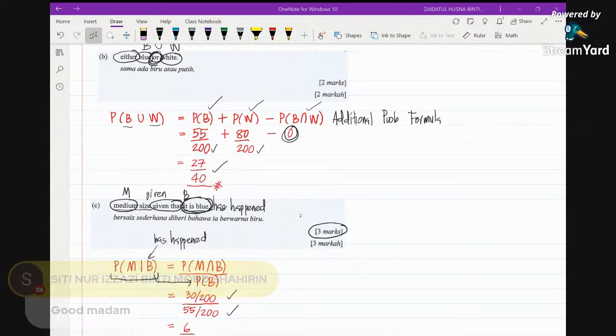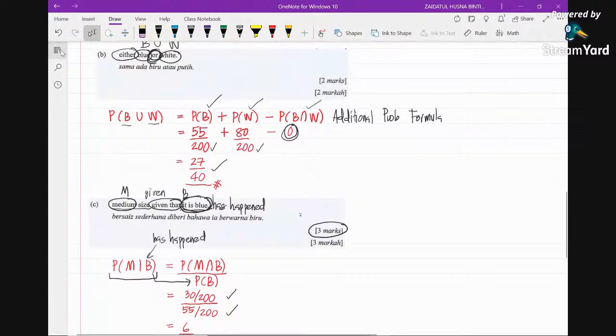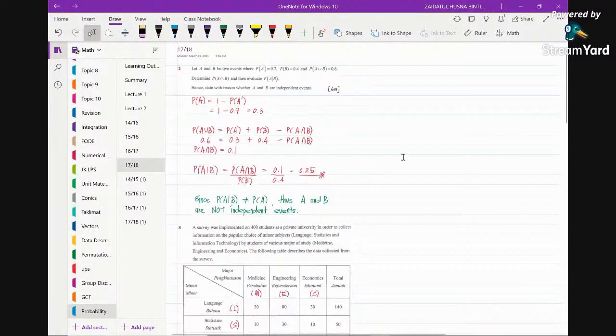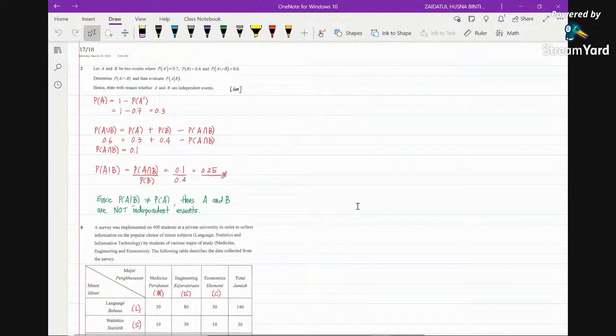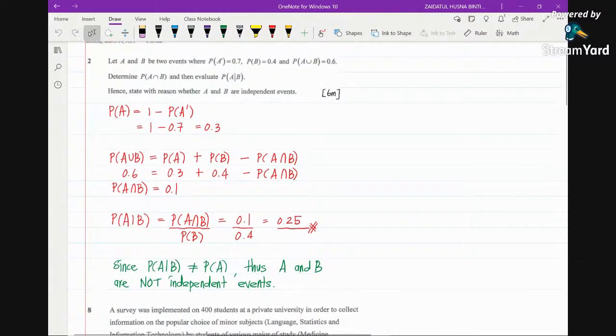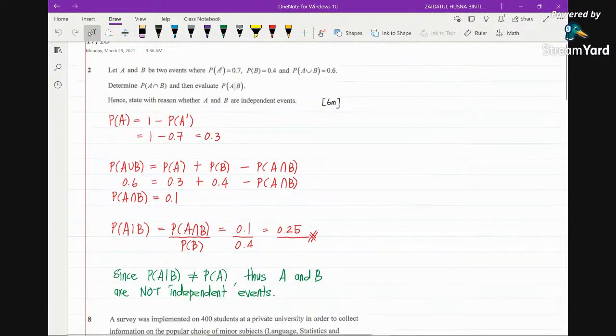Izazi, good, alright. So the last example, or last question for today, that we will be discussing is this 17, 18. So let's discuss this 17, 18. Okay, so we have this question.